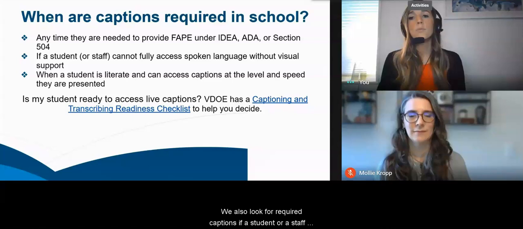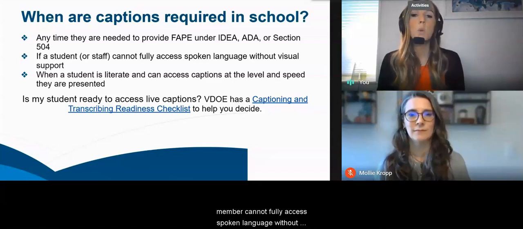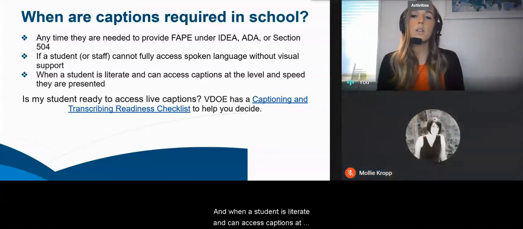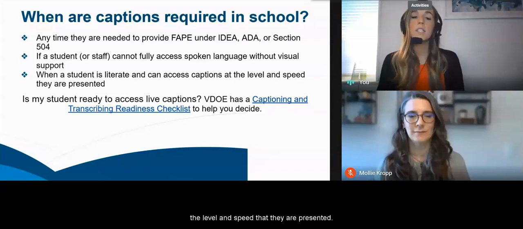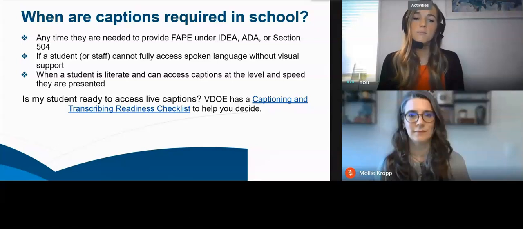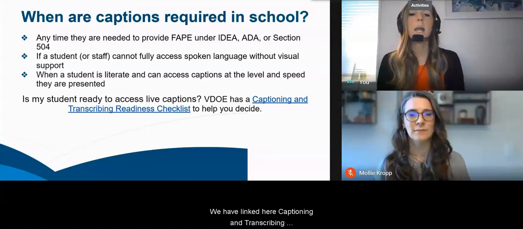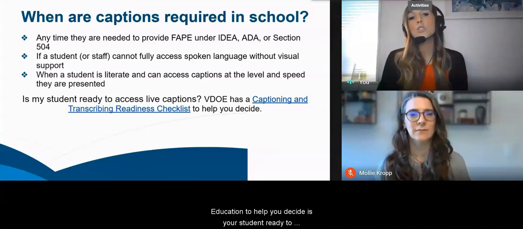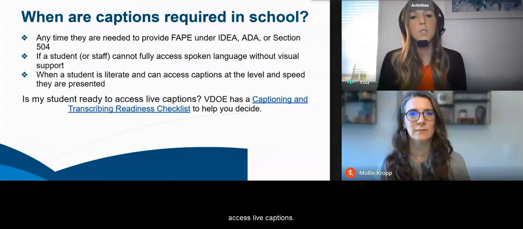We also look for required captions if a student or a staff member cannot fully access spoken language without visual support, and when a student is literate and can access captions at the level and speed that they're presented. We've linked here a captioning and transcribing readiness checklist provided by the Virginia Department of Education to help you decide, is your student ready to access live captions?